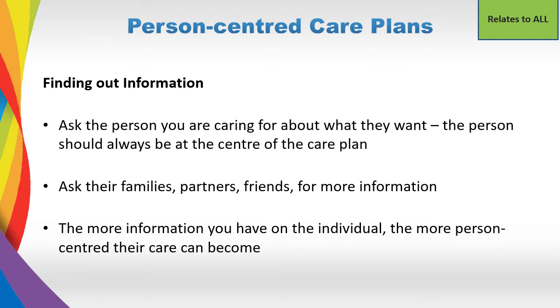When you are completing person-centred care plans, you need to try and ask the person that you're caring for about what they want, because the person should always be at the centre of their care plan. This can be more difficult when you're working with people who may have dementia. In that case, you need to ask their families, their partners, their friends for more information, because the more information that you have on that individual, the more person-centred their care can be.